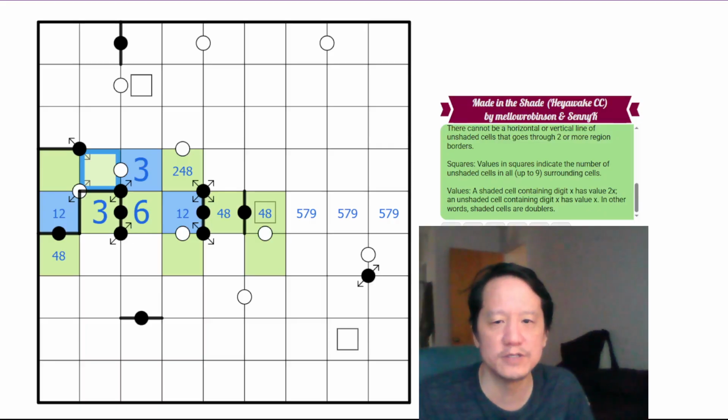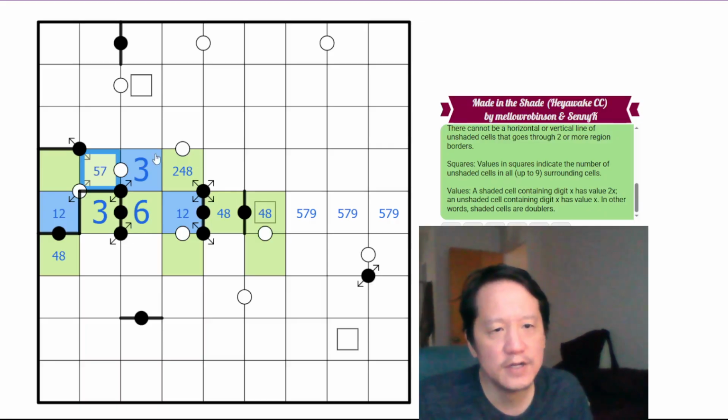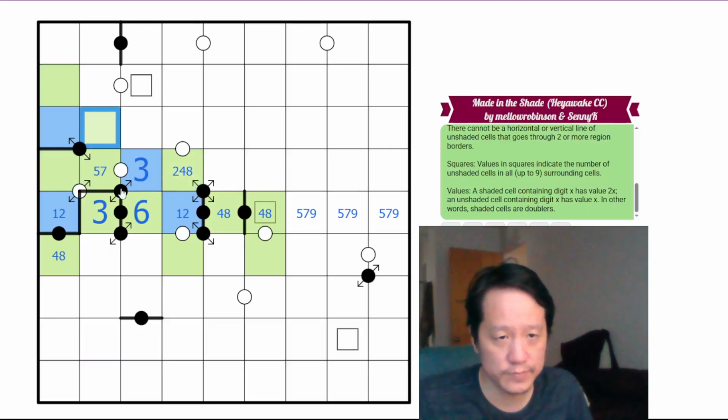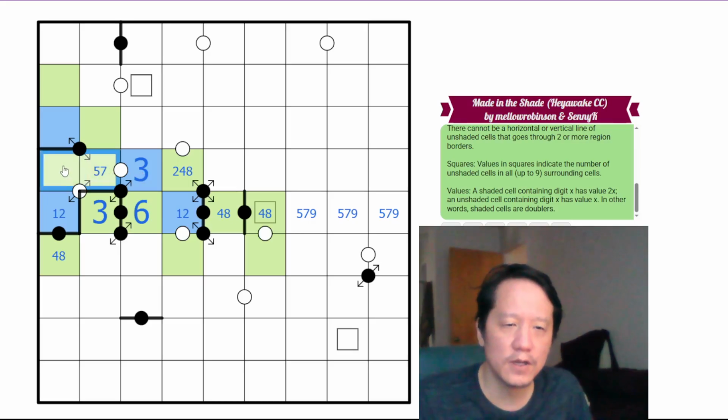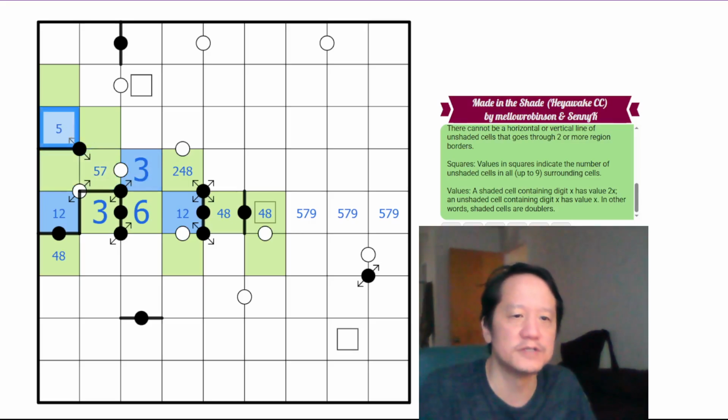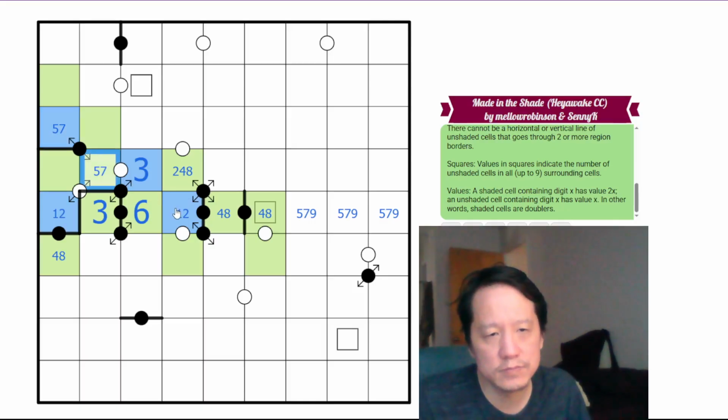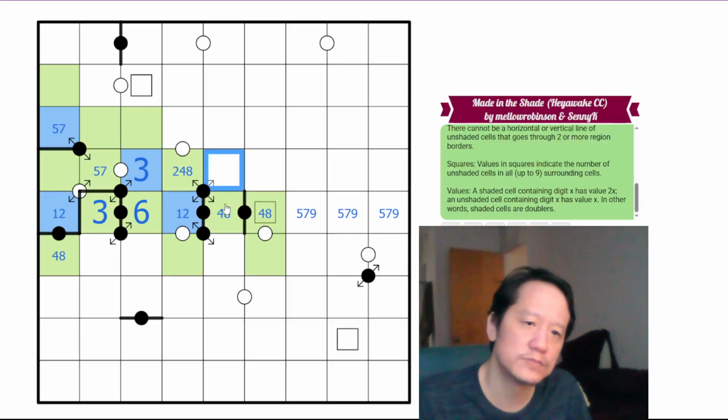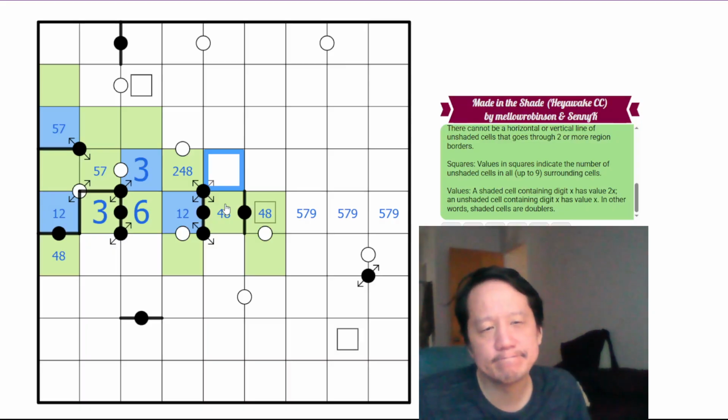So this is 6, which means that's consecutive with 5 or 7. This is doubled in a 1-to-2 ratio with this, so this has to be doubled. That means these are green. This is 5 or 7. It's the same digit. This has to be green. Interesting. These are the same region.